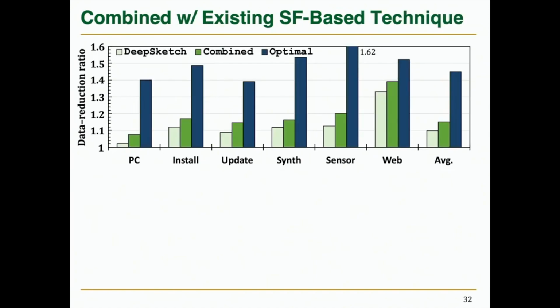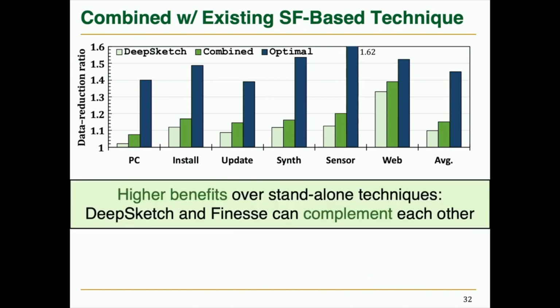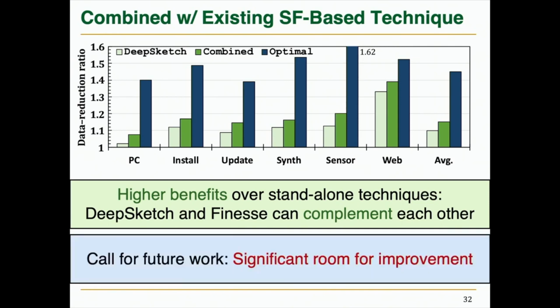Next, we evaluated the data reduction ratio when we combine DeepSketch and Finesse and compared the results to the optimal. We normalized all the values in this graph to Finesse. And we observed that the combined technique can provide higher benefits over both standalone techniques, which suggests that DeepSketch and Finesse can actually complement each other. But still, there exists a significant data reduction gap between the combined approach and the optimal, which we believe can be reduced in future work by developing a more accurate DNN model, as done for many other nearest neighbor research problems.